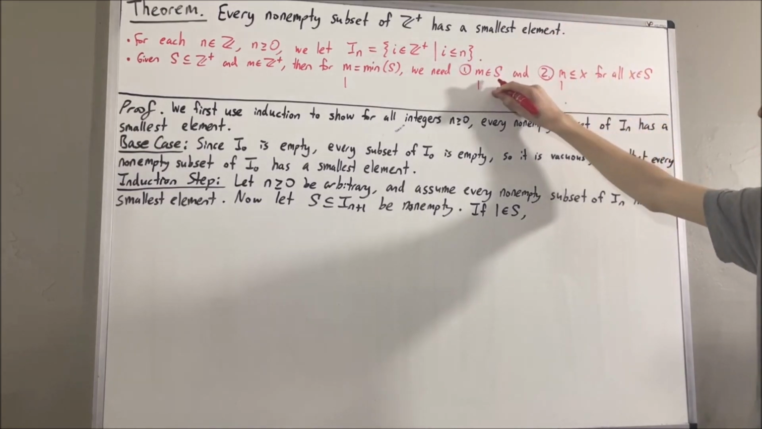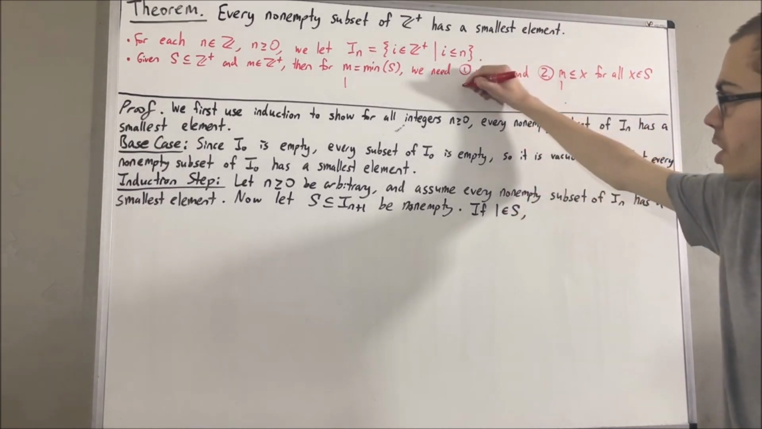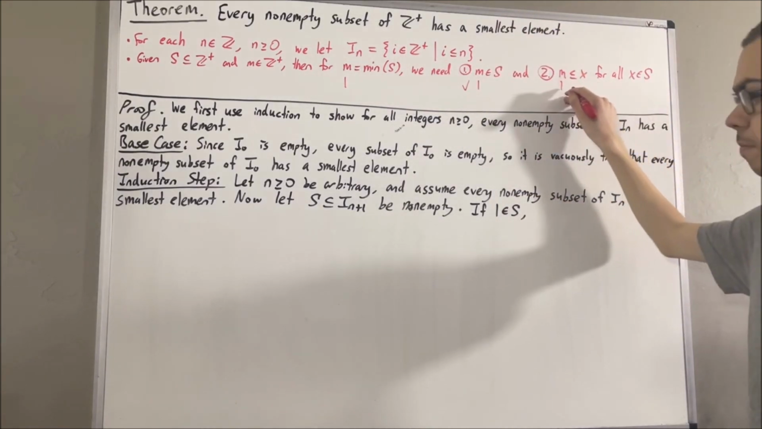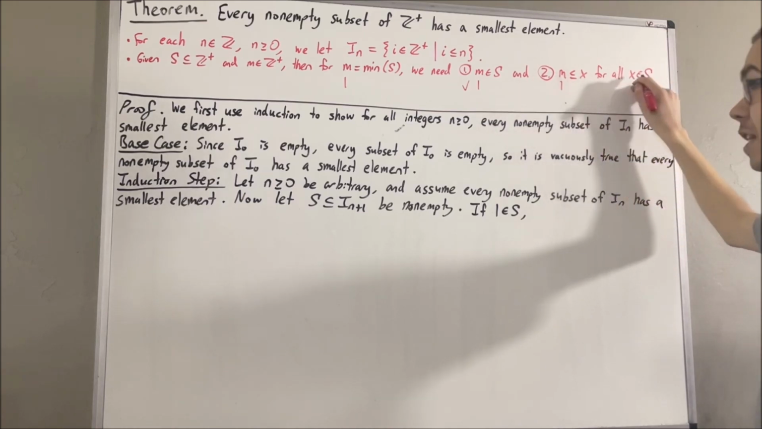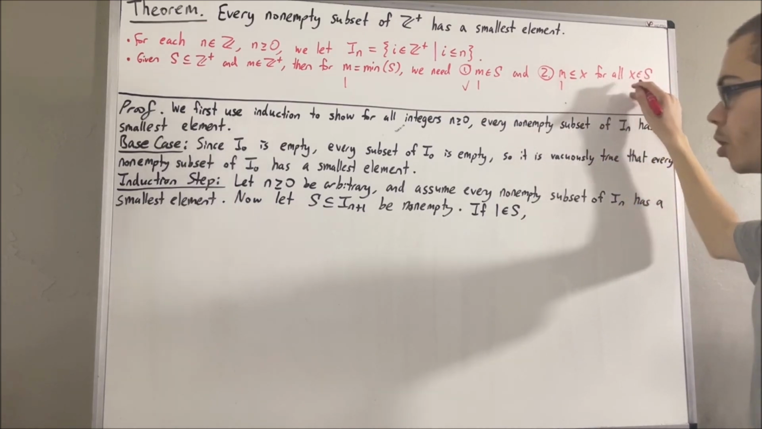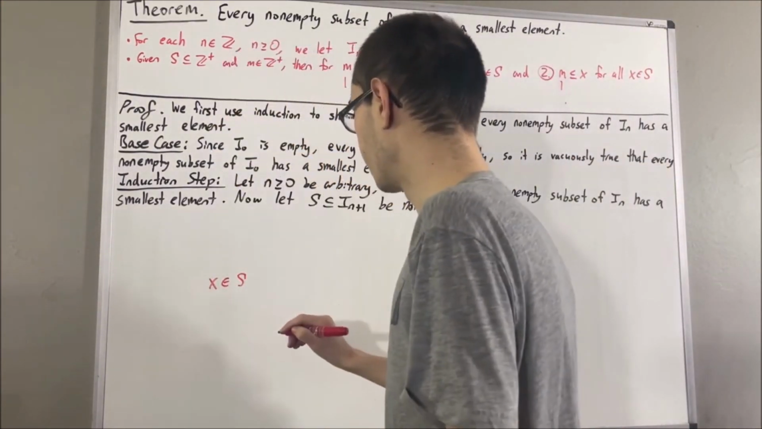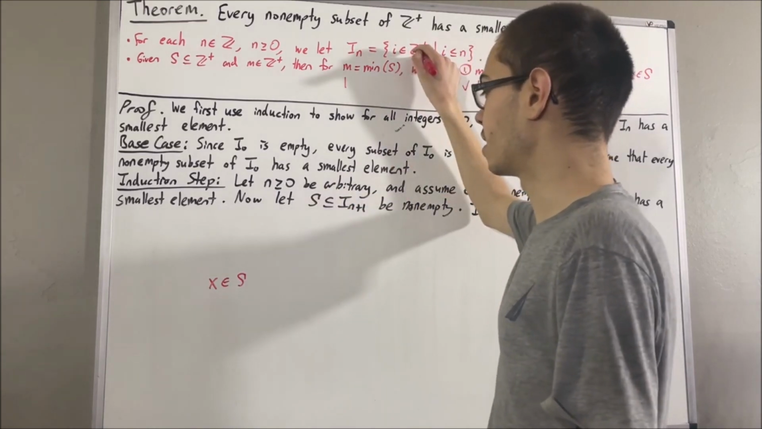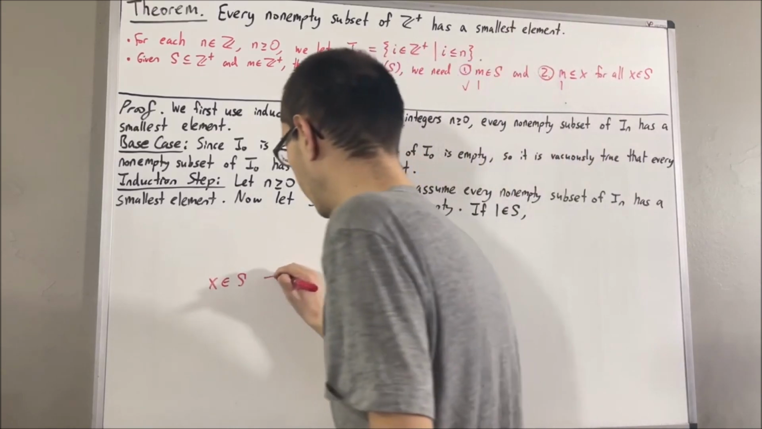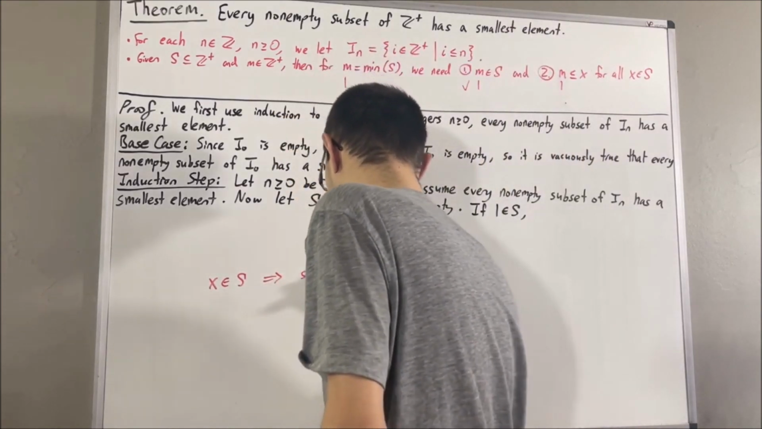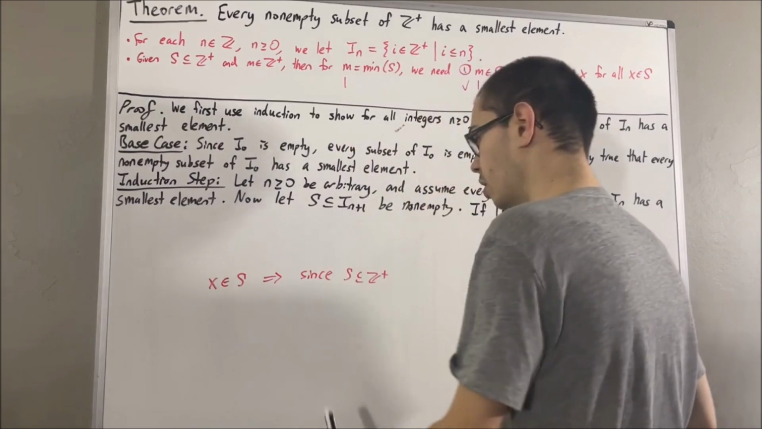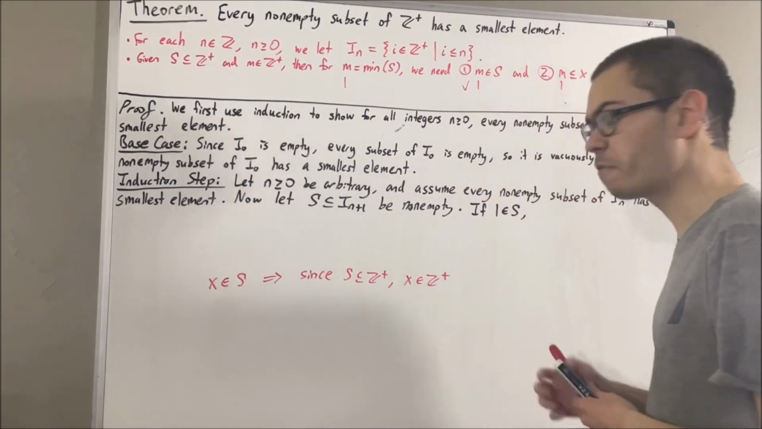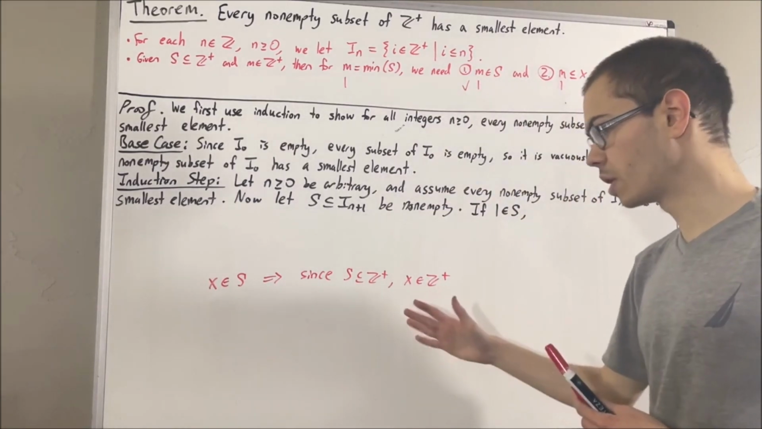Well, we know that 1 is an element of S. That's what we have here. So this first condition is met. But now, we would like to show that every element of S is greater than or equal to 1. And to show that, if we consider an arbitrary element of S, I'll call it x. Well then, since S is a subset of I_{n+1}, and I_{n+1} is a subset of the positive integers, that implies S is a subset of the positive integers. And since S is a subset of the positive integers, that implies x must be a positive integer.